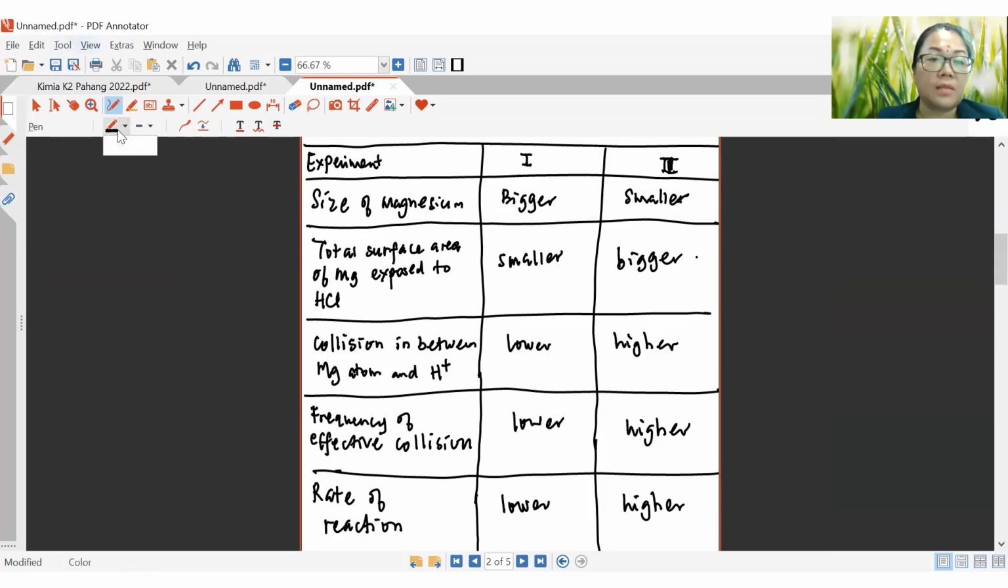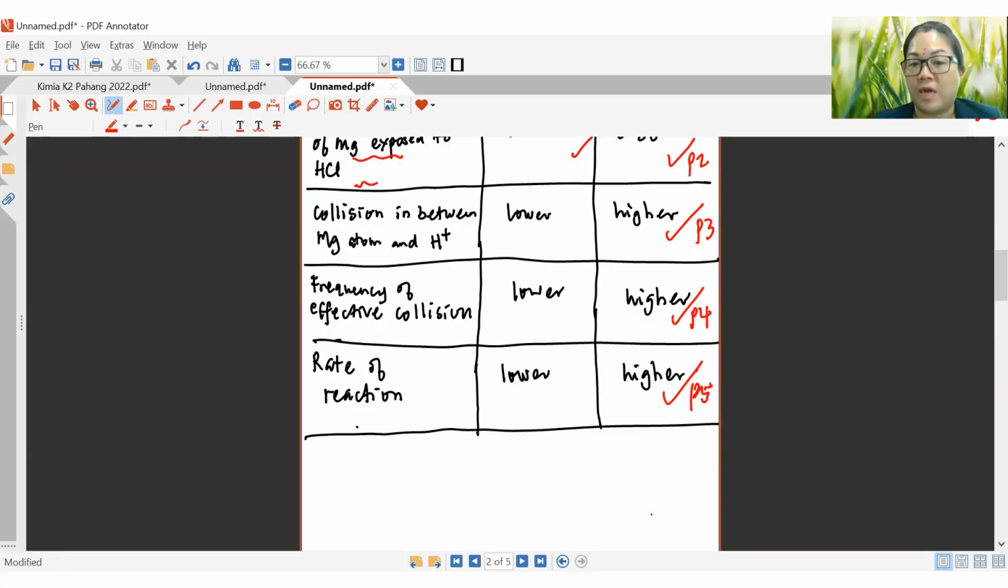Okay, 10 marks. So your first mark will be size of magnesium. Second mark, total surface area. You are able to explain on the total surface area, but both must come in one set. If they don't come in one set, you cannot secure your mark. All right, collision between magnesium atom and H plus ion, 0.3, and then effective collision, 0.4, and rate of reaction, 0.5. So 5 marks for that.